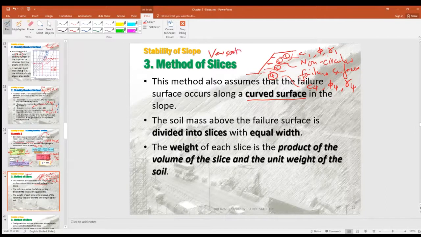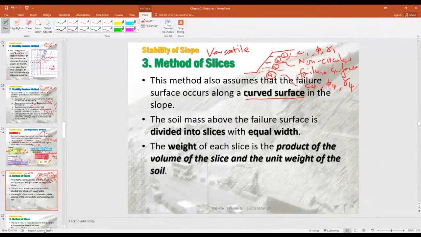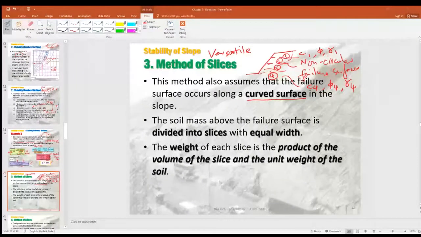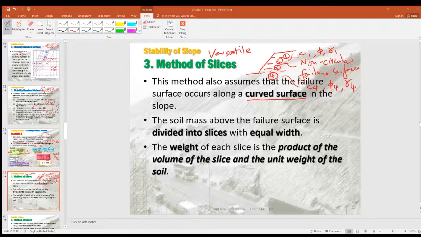Versatile. Do you know this word? Anyone know the meaning of versatile? It's a versatile method. What does that mean? You don't know? Do you know what a DVD is? Could anyone tell me what a DVD is? Have you got any DVD disc at home where you can play music or even write files onto a DVD disc?